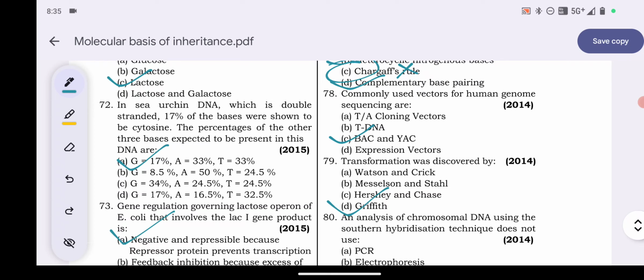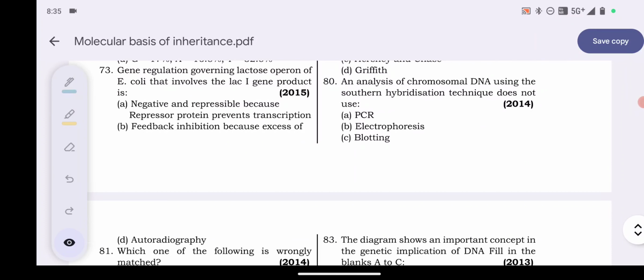Question number 80. An analysis of chromosomal DNA using the Southern hybridization technique does not use PCR, electrophoresis, blotting, autoradiography. So here the answer will be option A, PCR.